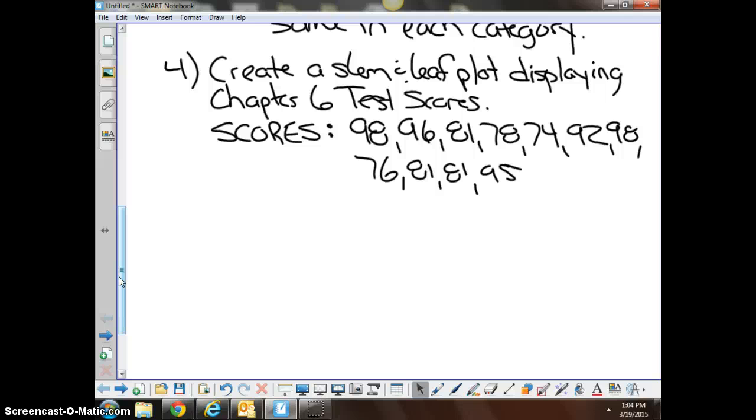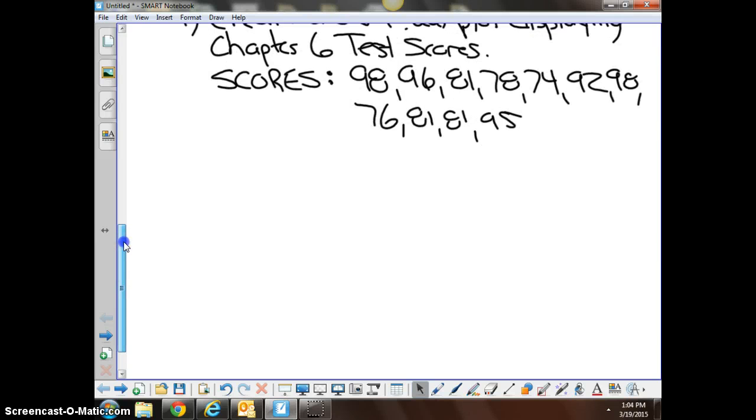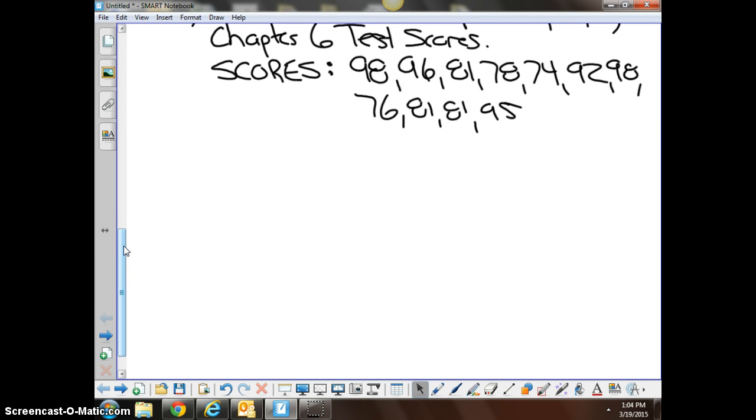And how do you create a stem and leaf plot? Well, you create a stem, and then you add the leaves to it. Makes good sense, right? So what we're going to do is look at our data and evaluate what our range of data is. It looks like we have nothing higher than a 98, and we go as low as a 74. So we know that we have data between 74 and 98.